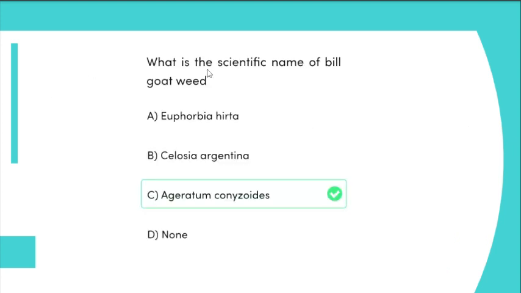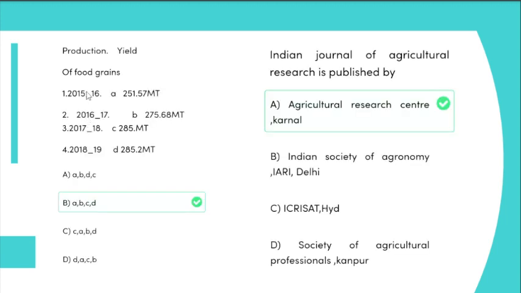Next question, what is the scientific name of bill-goat weed? So option number C is correct, that is Ageratum conyzoides. Next question, production and yield. This is the matching type question in which the correct answer is first, that is 2015-16 the production is 251.57 metric ton, and in the year 2016-17 the production is 275.68 metric ton, and in 2017-18 the total production is 285 metric ton, and in year 2018-19 285.2 metric ton is the production.